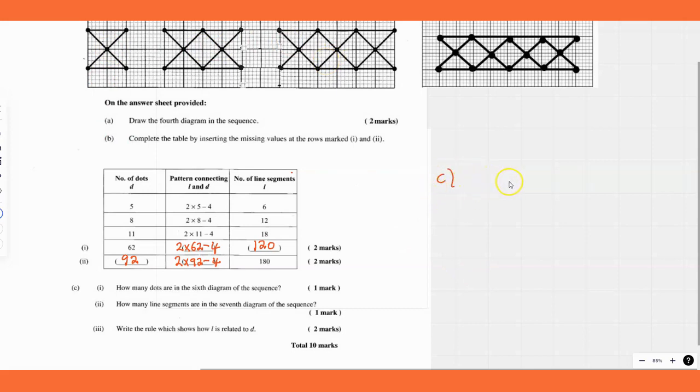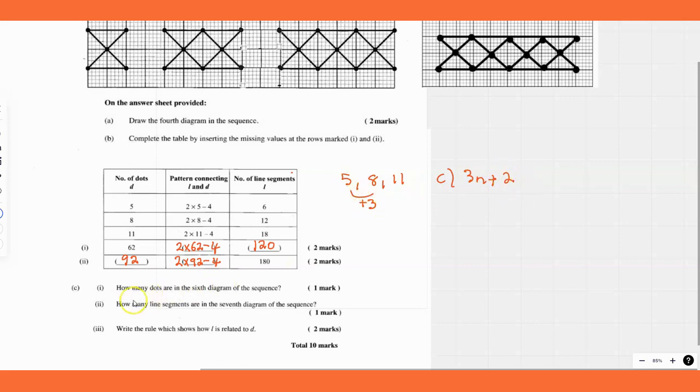So for part C, we have 5, then we have 8, then we have 11. So the rule is that we're adding 3. Okay, we're adding 3, so it means that we can write the nth term for it. We would have 3n plus, this is the 3 times table, and it's bigger by 2, so we plus 2.